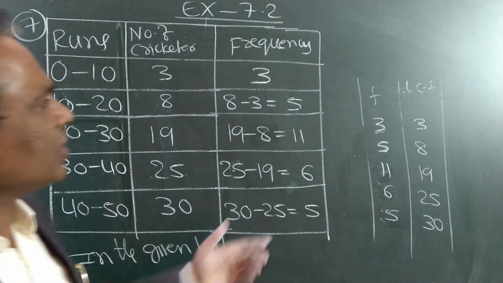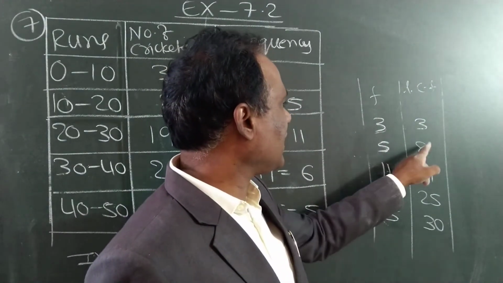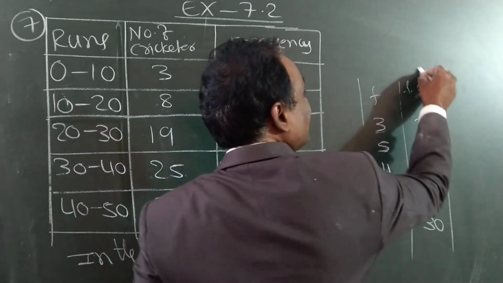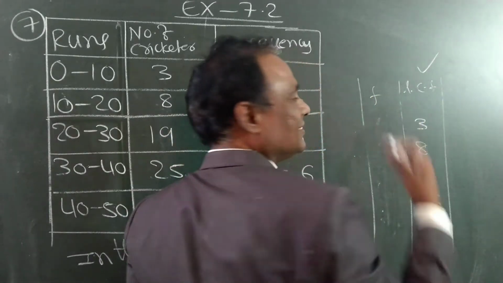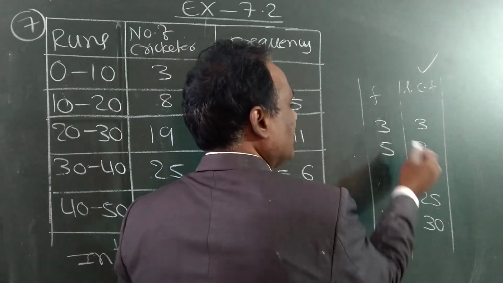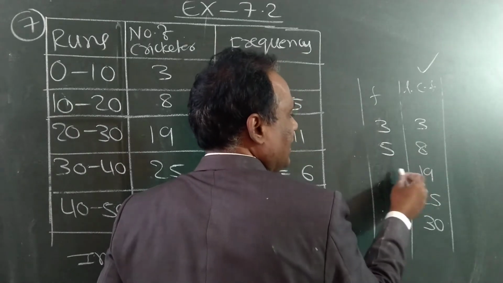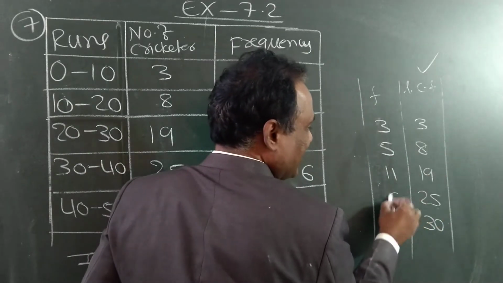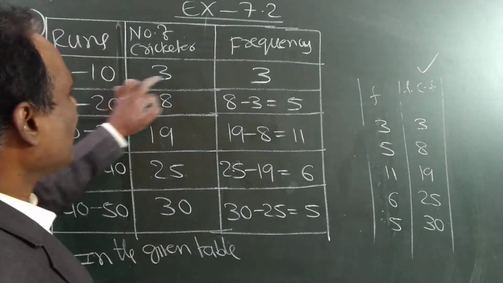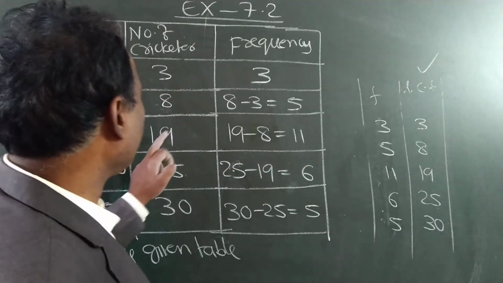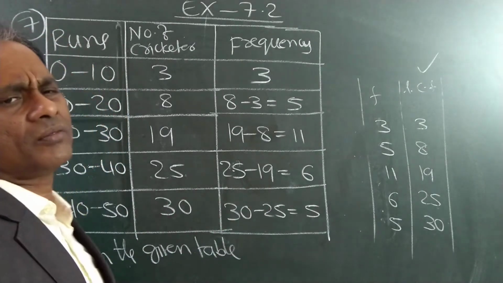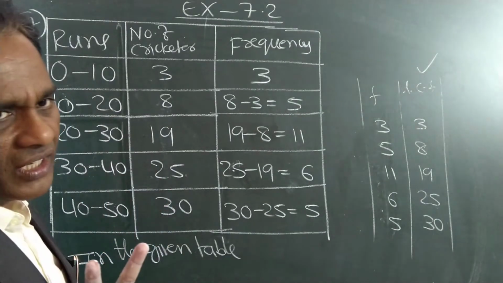LCF will be asked. So if frequencies are given, first 3 plus 5, 8; plus 11, 19; plus 6, 25; plus 5, 30. But here it is given, we have to prepare this. How? 3 will be 3 only, 8 minus 3 is 5, 19 minus 8 is 11, 25 minus 19 is 6, 30 minus 25 is 5. Over. So 2 questions are asked in this.